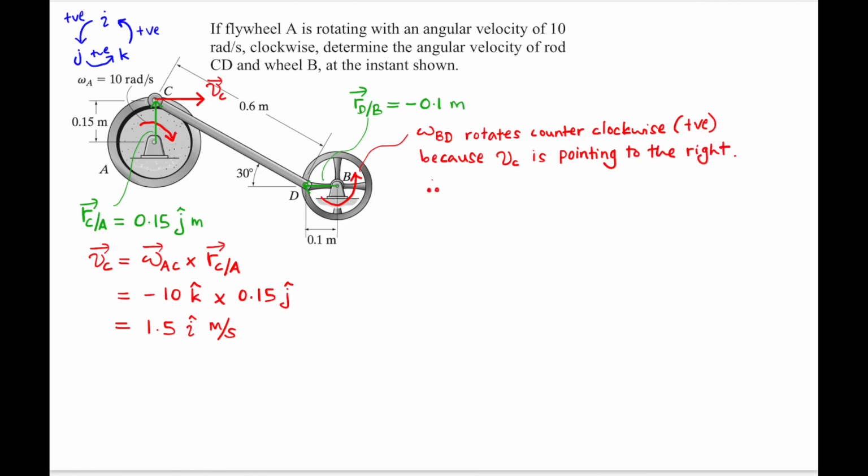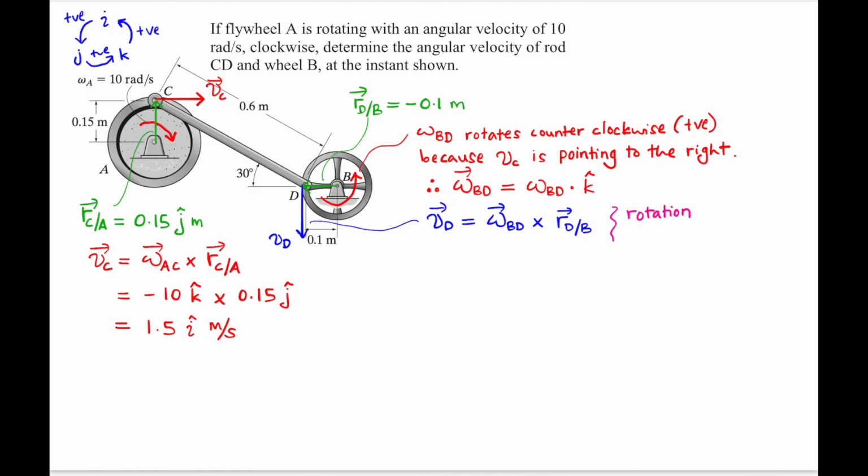This means that omega BD is equal to positive omega BD K in unit vector form. Due to the counterclockwise rotation, therefore VD is pointing downwards. VD is equal to omega BD cross product RD/B because this is a rotation case.